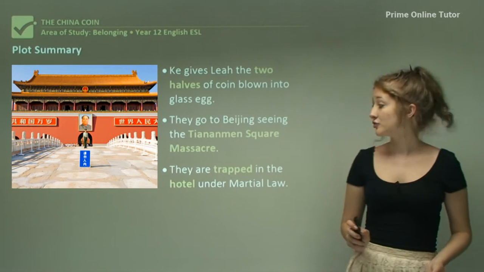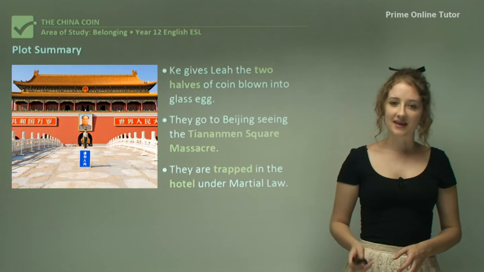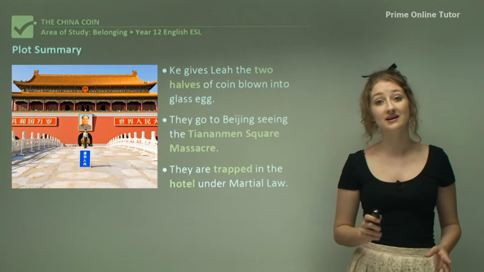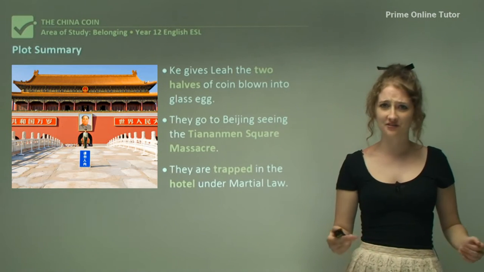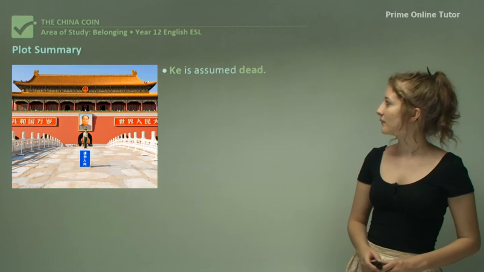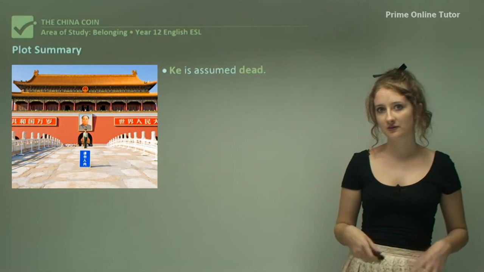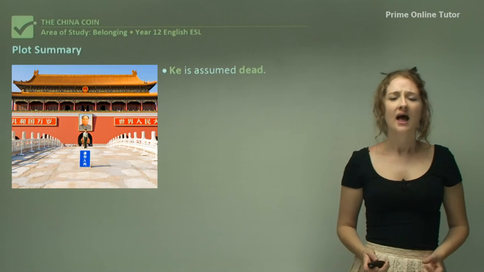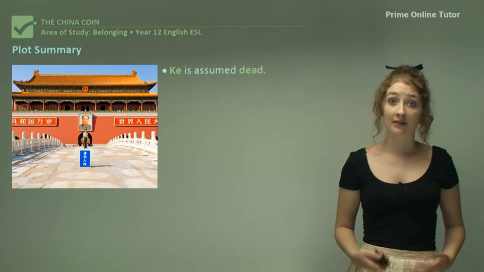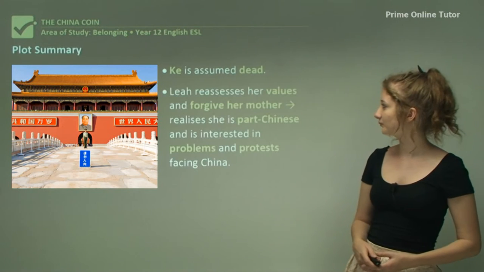Leah and her mother are trapped in the hotel under martial law. So basically what this means is that they're being held by the government and by the military within the hotel, and denied, as Westerners, the ability to see this event. So they're trapped inside the hotel. However, Kay goes missing and is assumed to be dead. So that's obviously the really tragic element of this story. And it's what's giving you that message that freedom is really important, and the opinions of these protesters really have to be considered.